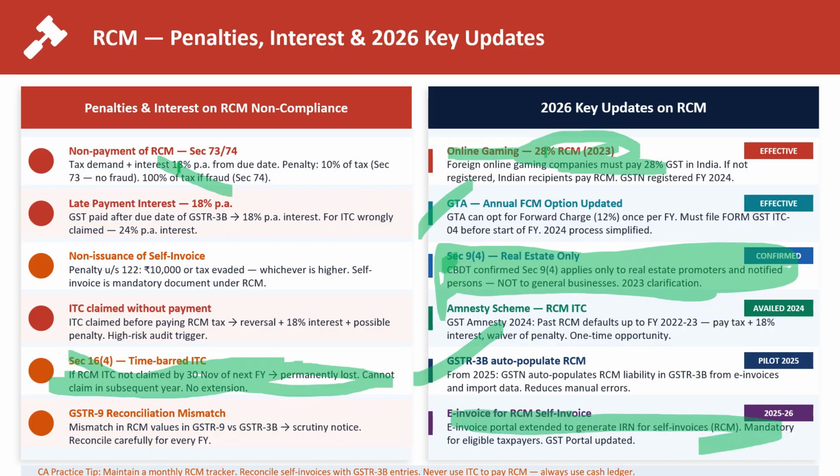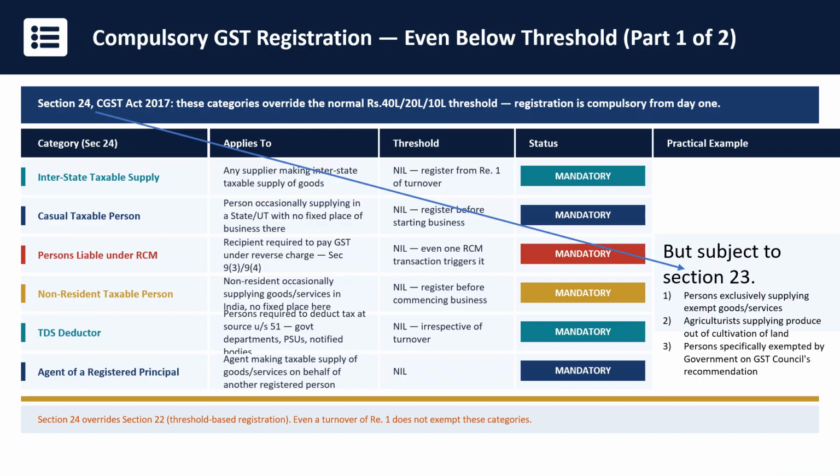Invoice for the self. This has been introduced. This is mandatory for all taxable services. The GST portal has been updated now. You have to introduce this for services. And the compulsory registration.